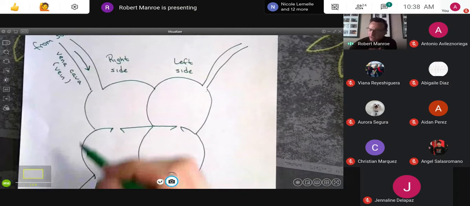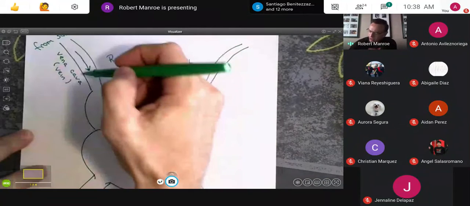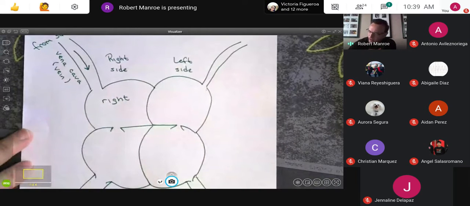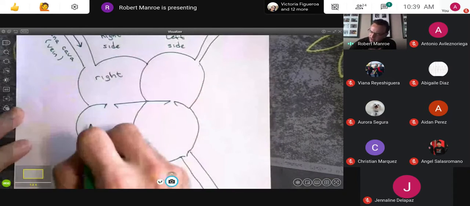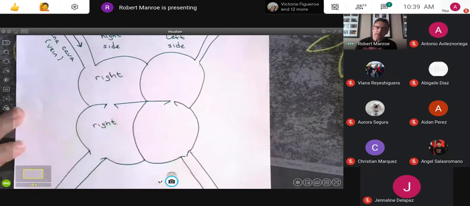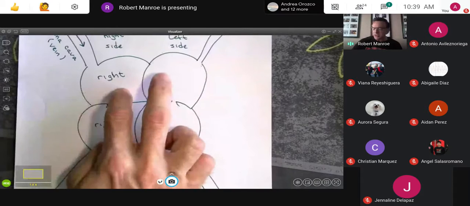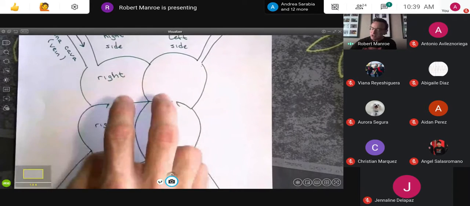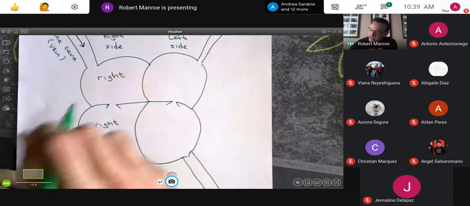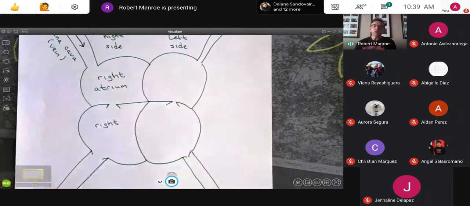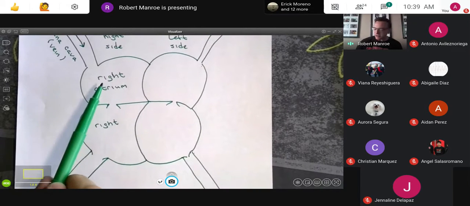So this blood enters the right side of the heart. This is a right-hand chamber, and this is a right-hand chamber. This is the right-hand side of the heart. The two chambers on top have the same name. The singular name is atrium. The plural name is atria. So this is the right atrium.